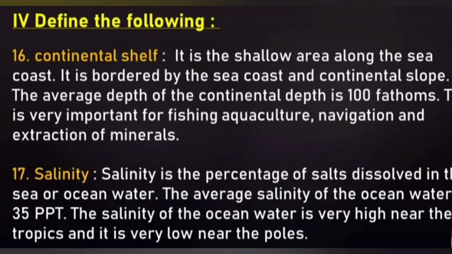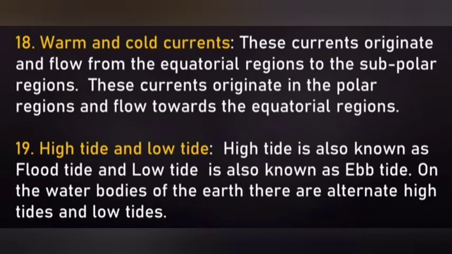Next question is salinity. Salinity is the percentage of salt dissolved in the sea or ocean water. The average salinity of the ocean water is 35 ppt. The salinity of the ocean water is very high near the tropics and very low near the poles.